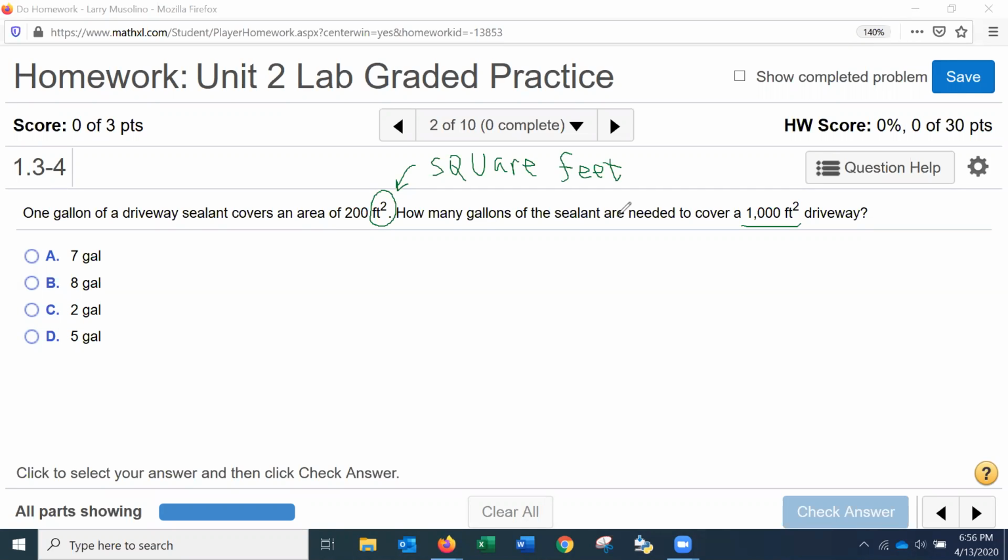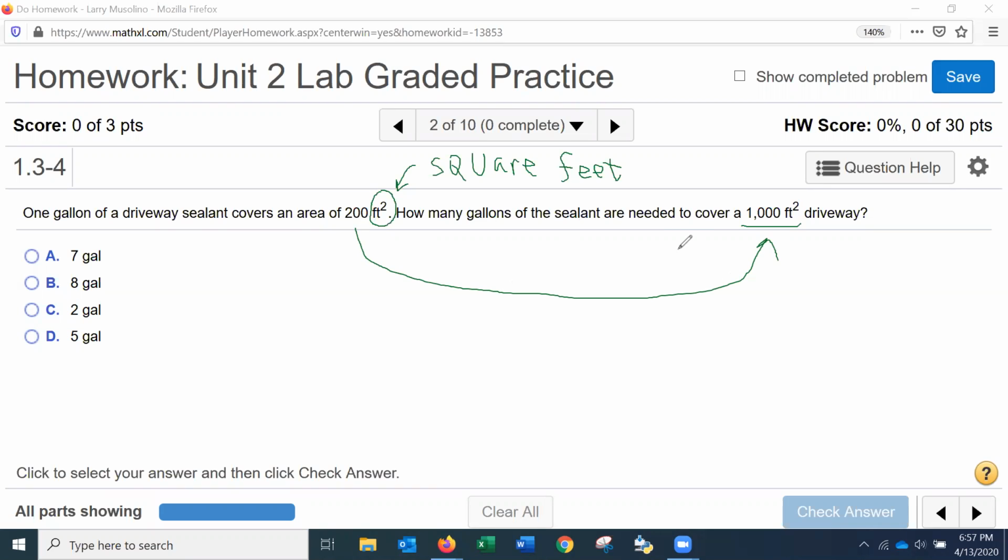Well, this is an example of what's called a proportion. And a proportion is a way to solve a problem where two quantities are proportional. So, if the size of the driveway increases, I'm going to need a proportionally larger amount of sealant for the driveway.